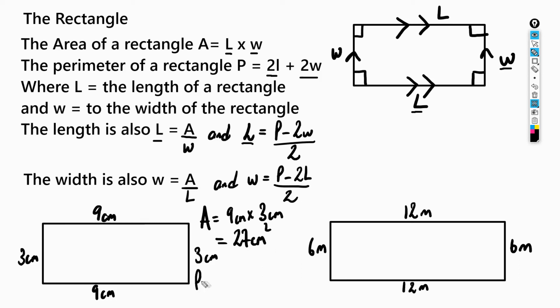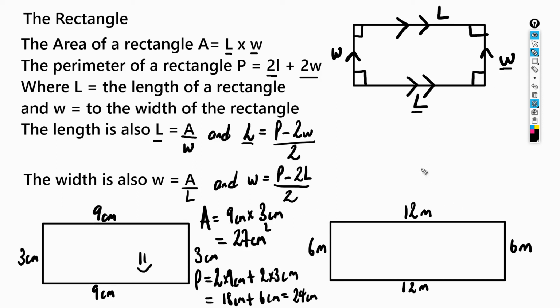Now for the perimeter, it should be equal to 2 times L, which is 2 times 9 centimeters, plus 2 times the width, which is 2 times 3 centimeters. Cool. So we should end up with 18 centimeters plus 6 centimeters, which would be equal to 24 centimeters. Awesome. So we finish this one, guys. Pretty easy, really easy, though, guys.